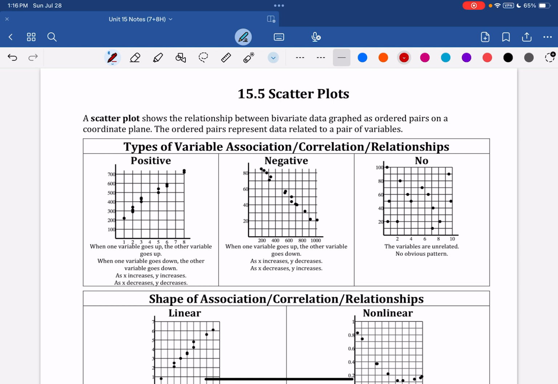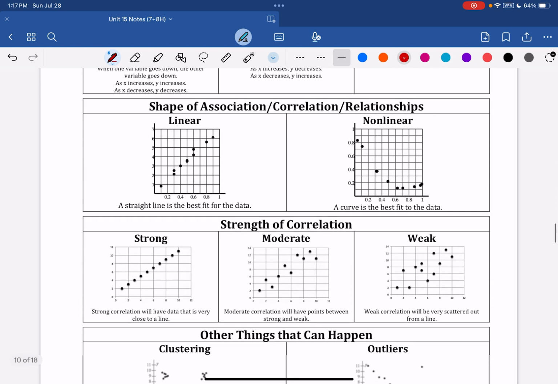So we talk about positive relationships. As one variable increases, the other variable increases. A negative relationship is when one variable increases, the other one decreases. No relationship is when there's no distinguishable pattern.